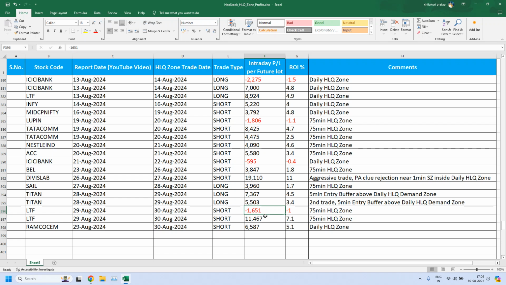So we have to accept this trade. Whoever has accepted the 1% level, this is a stop loss. Whether your trade was executed at 9:15 or not is irrelevant, but it is stopped out. So I have registered this.